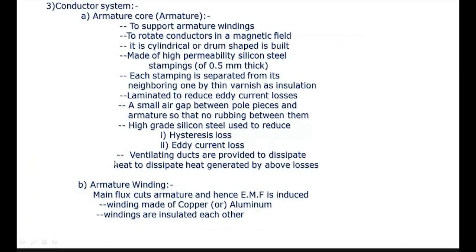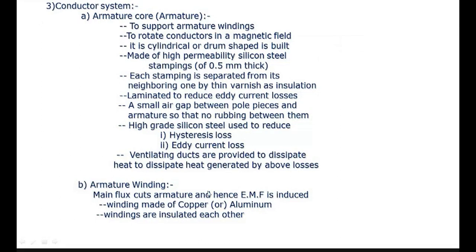The armature system has two parts, the armature core and the armature winding. The armature core supports the armature winding and rotates the conductors in a magnetic field. It is cylindrical or drum shaped. It is made up of high permeability silicon steel stampings. Each stamping is separated from the others by a thin varnish as insulation. Laminated construction is used to reduce the eddy current losses. There is a small air gap between the pole pieces and the armature. High grade silicon steel is used to reduce the hysteresis losses and also the eddy current losses. Ventilating ducts are provided to dissipate the heat generated by these losses.